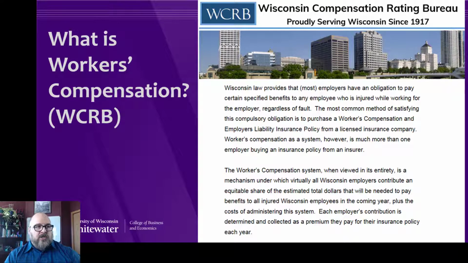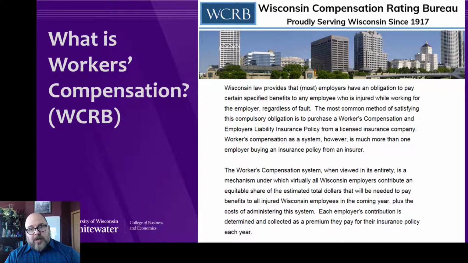If a worker is injured and their employer does not provide work comp insurance, the person who was hurt can go to the Department of Workforce Development website and find out how to report that. It will get covered by the state, and then their employer will be fined by the state. It's a law. It's a requirement.